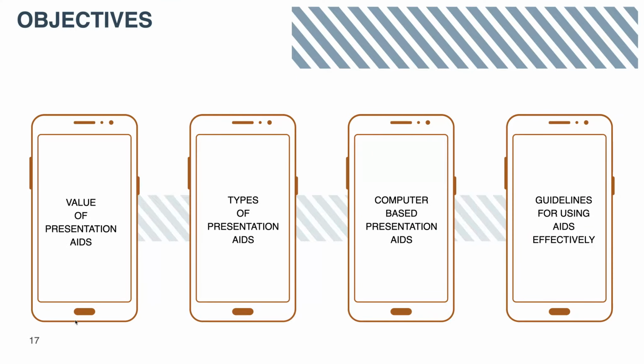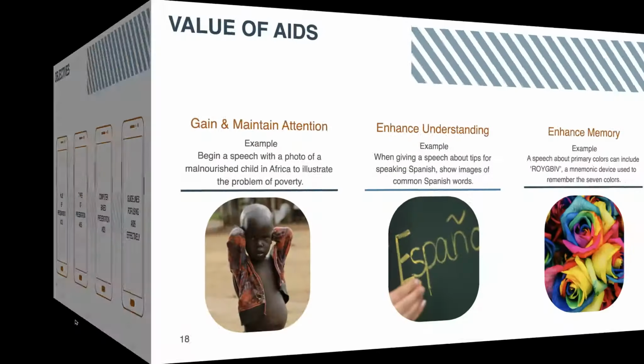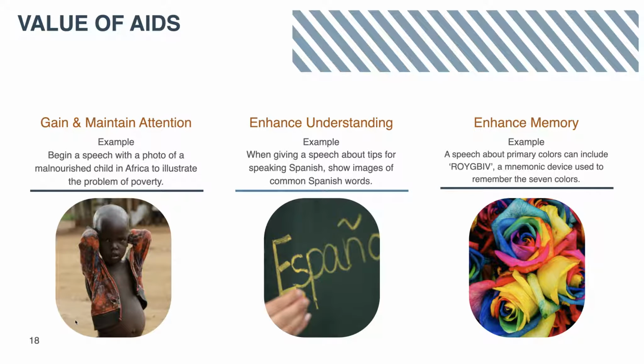So in this chapter, I'm going to talk about 4 different things. The value of presentation aids, so why aids are important, the types of aids that are out there, and of course, computer-based presentation aids like PowerPoint and Google Slides and things like that, Keynote, yeah, and then using these presentations effectively. Okay, so let's quickly go over it.